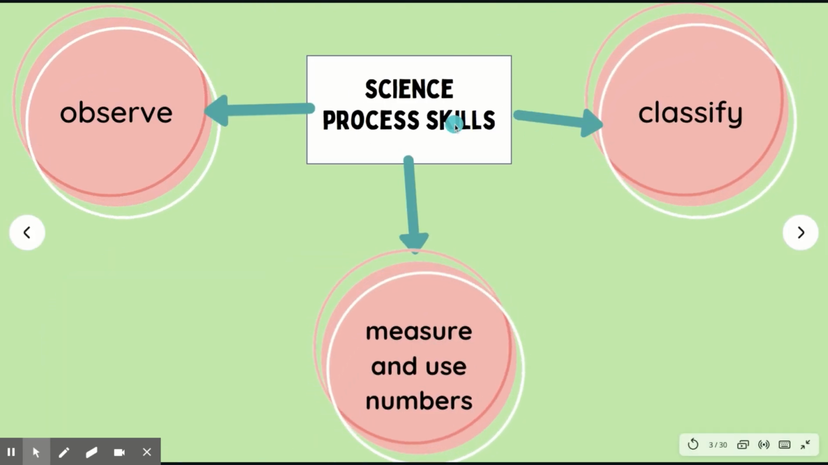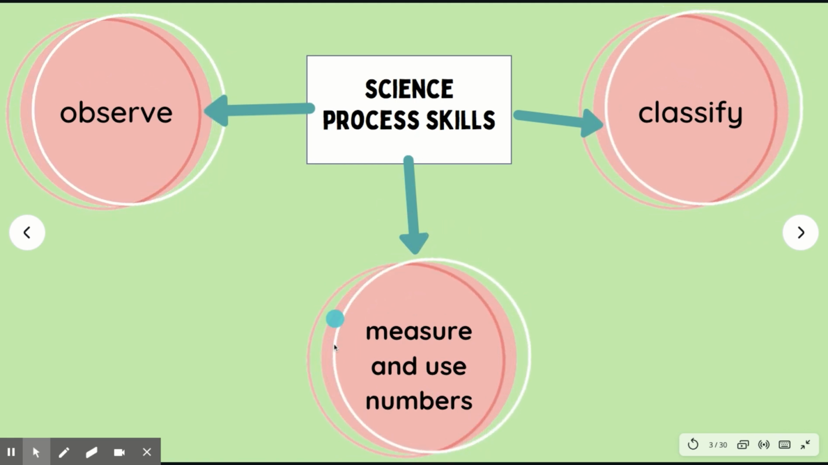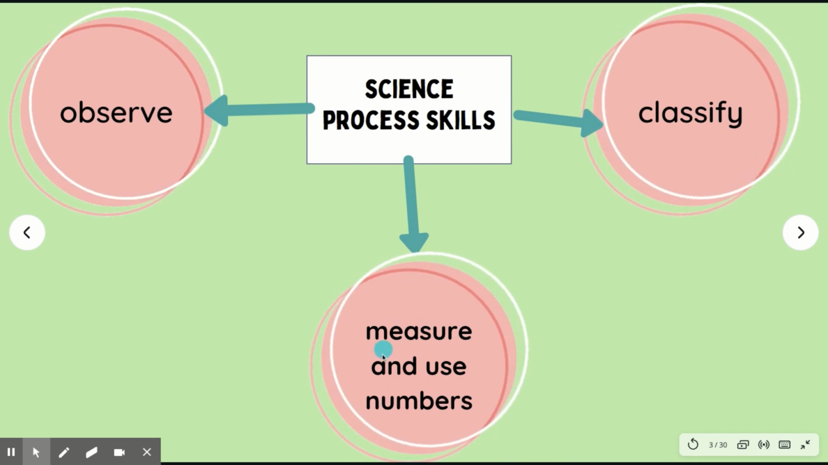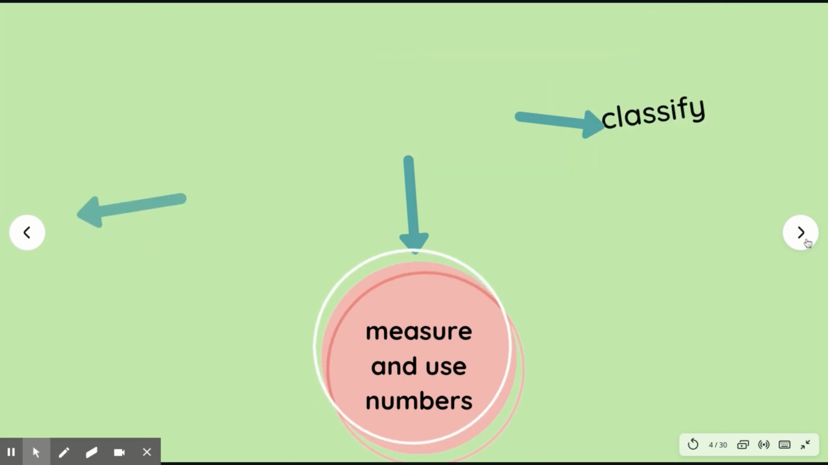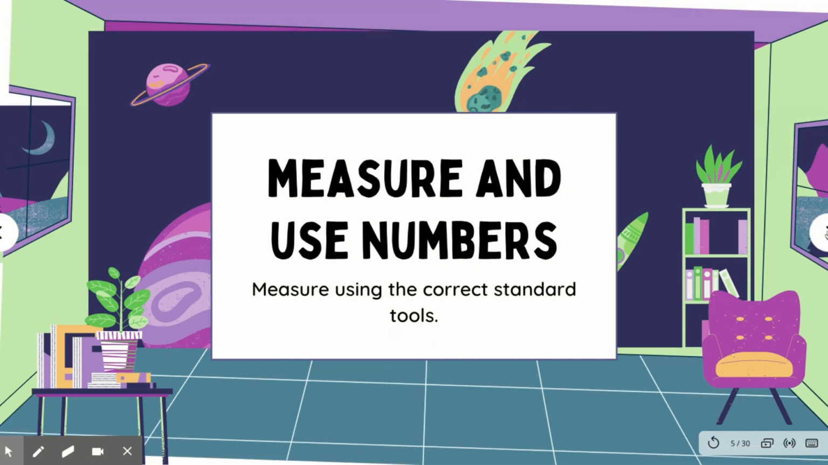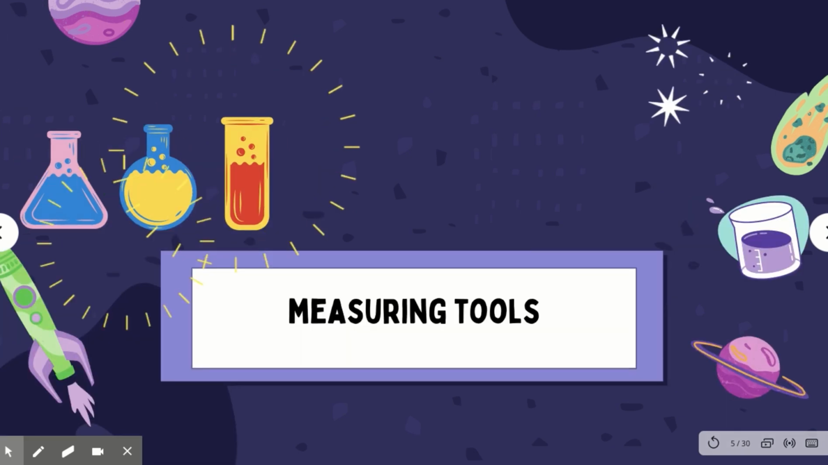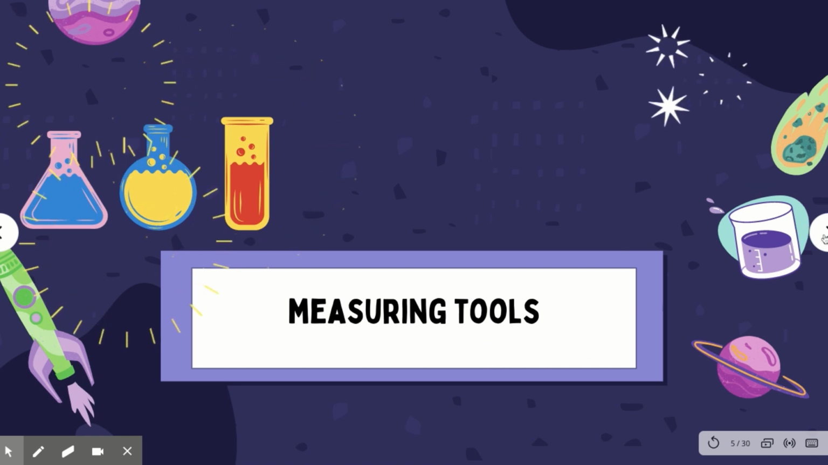So today we're going to learn another new science process skill, which is measure and use numbers. So what is measure and use numbers? It is measuring using the correct standard tools. Now let's take a look. So what are the measuring tools that we're going to learn in this lesson? Let's take a look again.